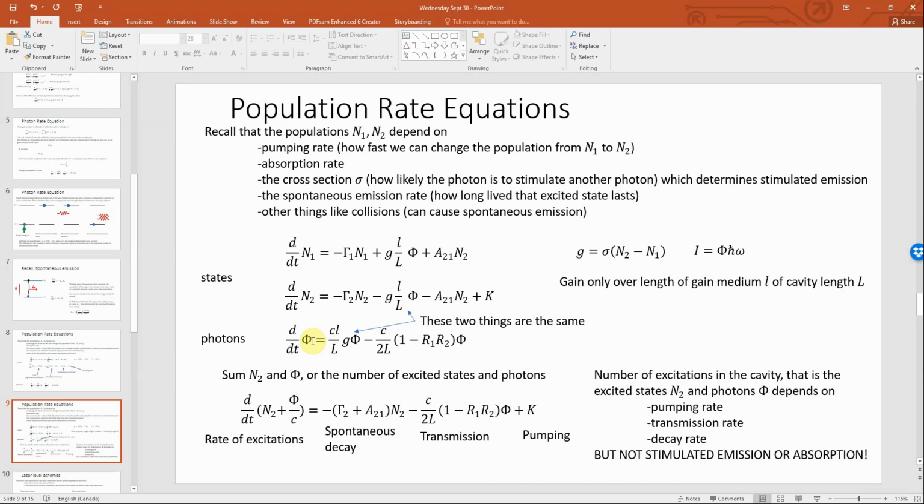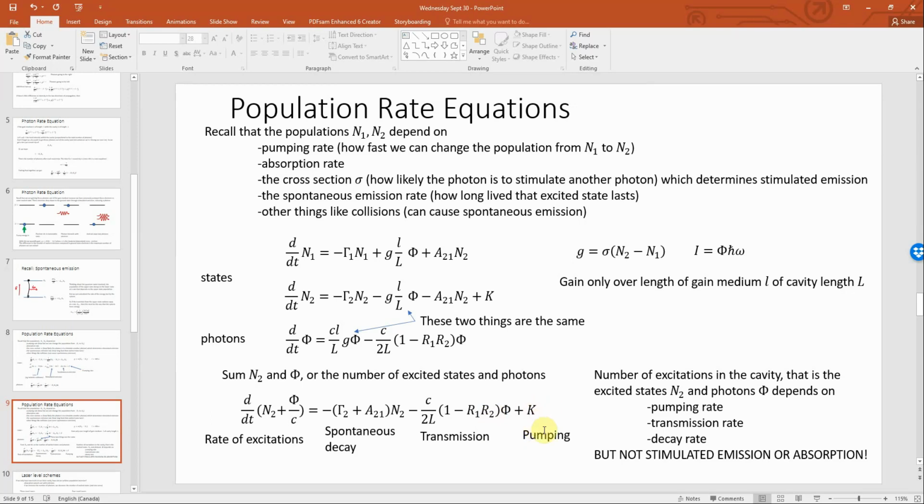And it turns out that if you add d/dt of N2 and d/dt of phi by C together, you get a spontaneous decay rate, which is this gamma 2, which, as I said, is something that doesn't involve the laser transition, but you have A21 where you go from N2 down to N1. So this is some spontaneous decay rate. You have C over 2L, so remember this is related to the round trip time, and then 1 minus R1 R2, this is the round trip loss, and then this is the number of photons. So this is how many photons you leak out of this system. And then you have K, which is this pumping rate.